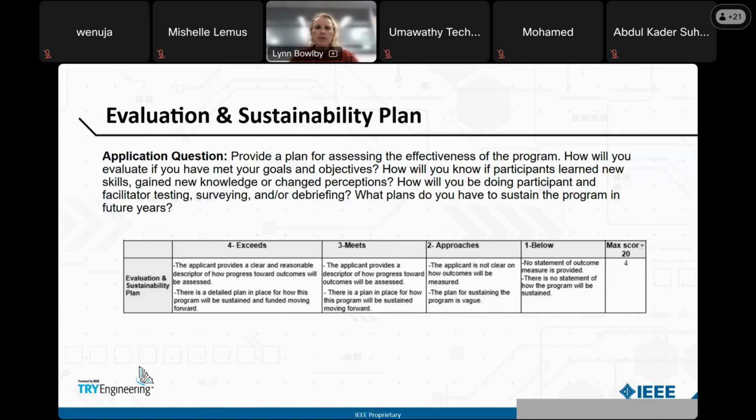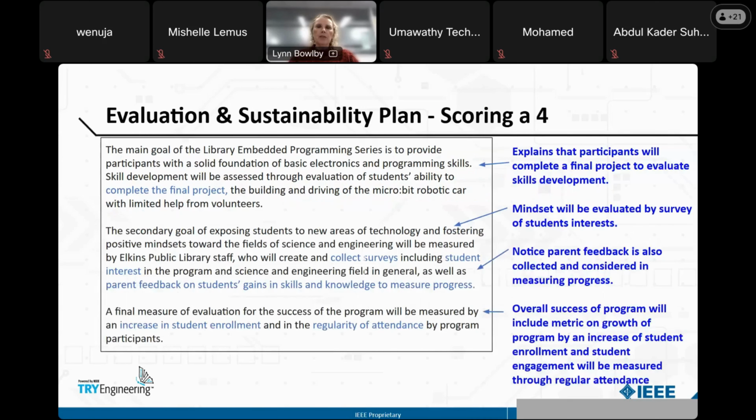So here's the piece of the rubric that talks about evaluation and sustainability plan and what the scores would be for those. So here you can see a sample of a response to an application that scored a 4. It explains that participants will complete a final project to evaluate their skills development. The mindset will be evaluated by survey of students' interests. So they're collecting the information using a survey, but you could also have a final project that the students complete, and you can measure the effectiveness of the program like that.